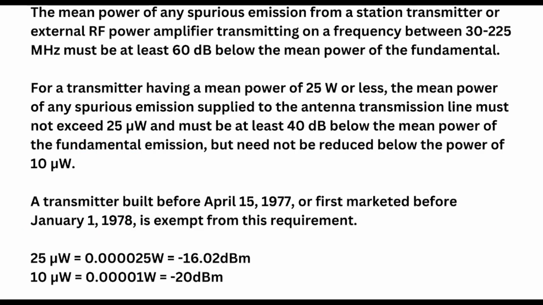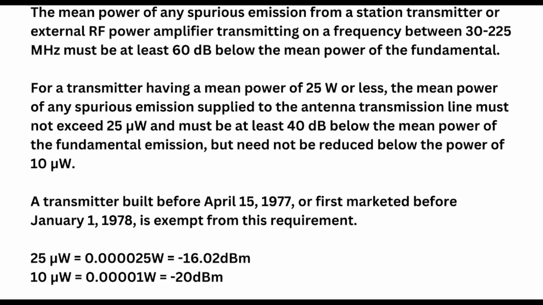Let's take a second to review the pass-fail criteria as defined by the FCC. This looks like a lot, but it's really not that bad. It starts off by saying the mean power of any spurious emission from a station transmitter or external RF power amplifier transmitting on a frequency between 30 and 225 megahertz must be at least 60 dB below the mean power of the fundamental. The next thing we're looking at is for a transmitter having a mean power of 25 watts or less. So when we talk about the 500, over 25 watts, it's going to need to be 60 dB below, and then below 25, equal to or below 25.